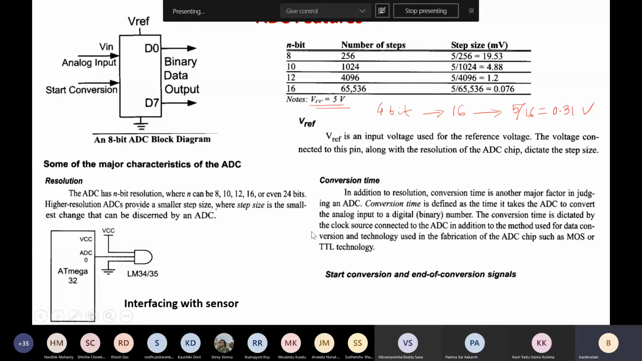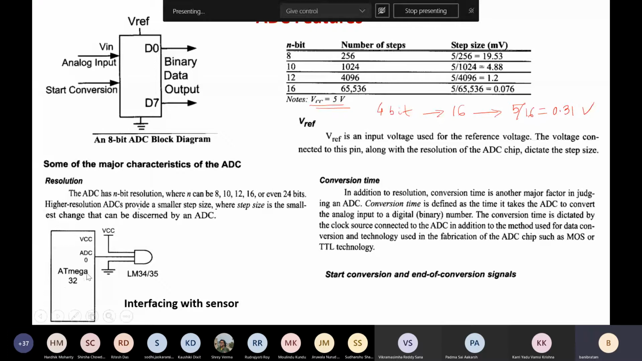Additionally, you can have start conversion and end of conversion signals. If you enable start conversion, then the ADC will start to convert the analog value into digital configuration or digital data. Similarly, you can have an EOC or end of conversion signal. When the conversion is completed, the EOC will be enabled, or it will give you a signal that your conversion has been completed, right?